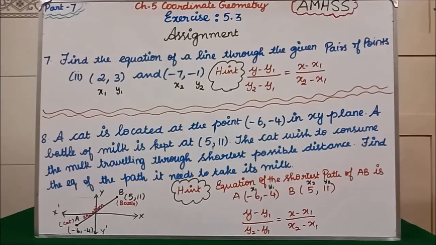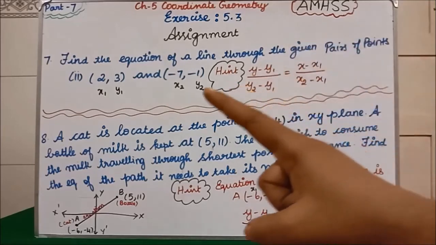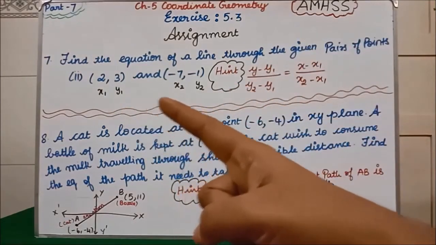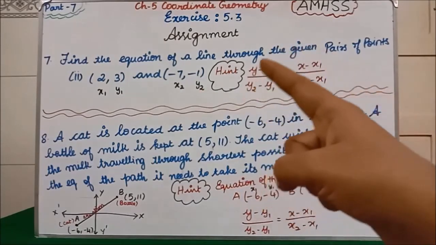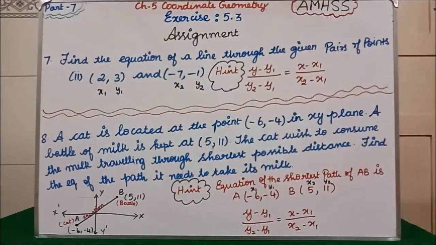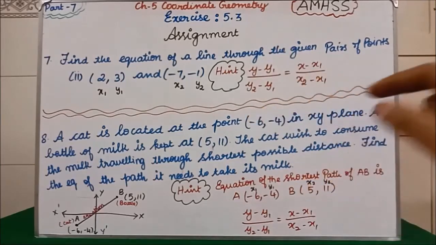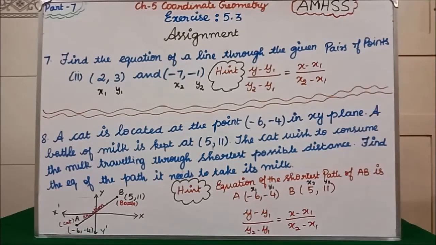It is very easy. See, I have written the below what is x1 and what is y1, what is x2 and what is y2. You are going to just substitute in this formula. Clear? After substituting, what you are going to do? You are going to do the cross multiplication and you are going to find the equation of your line at last. Clear?